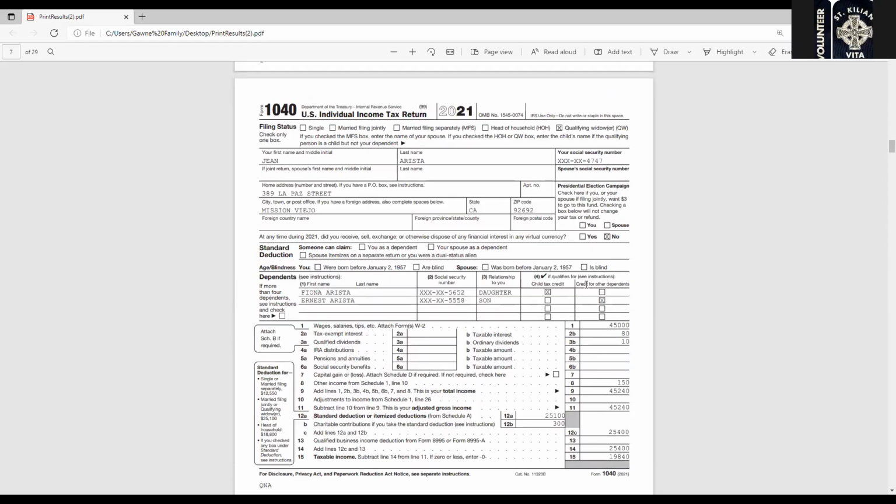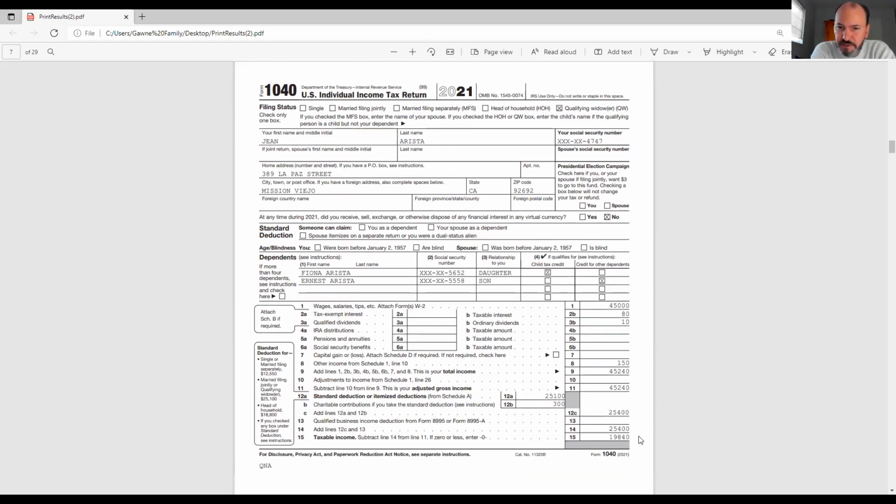Okay. Is this text big enough? Yeah, that's big enough for me. Hopefully it's big enough for everybody. So on the 1040, we can see the AGI, which is 45,240. And then we can see the standard deduction and the charitable contribution. Okay. All right, so you got taxable income. Go to page 2.